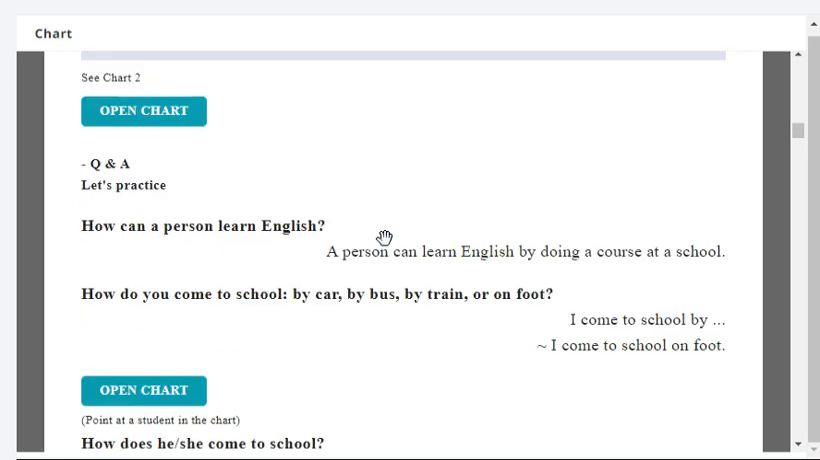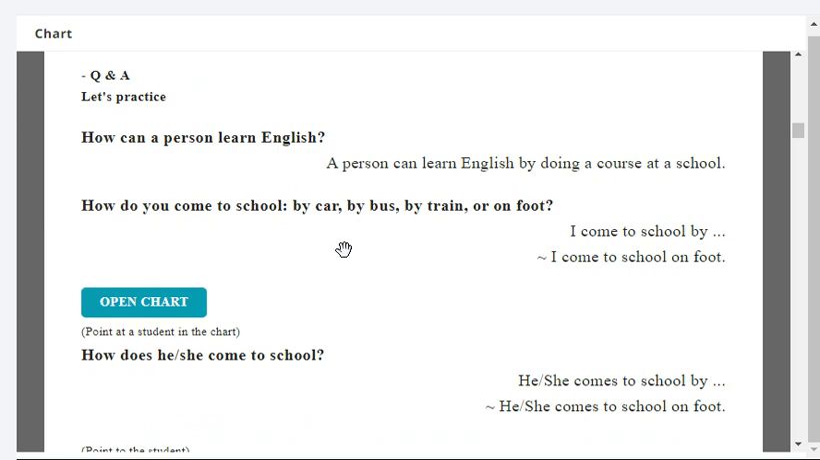How do you come to school? By car, by bus, by train, or on foot? I come to school by car. Very good. How does she come to school? She comes to school by train. Very good.